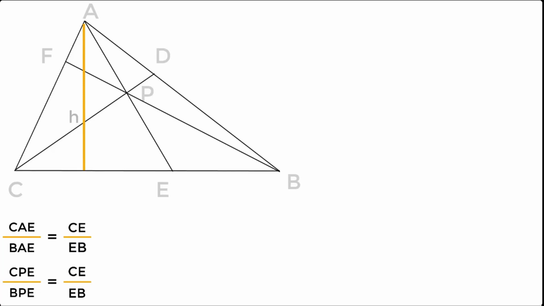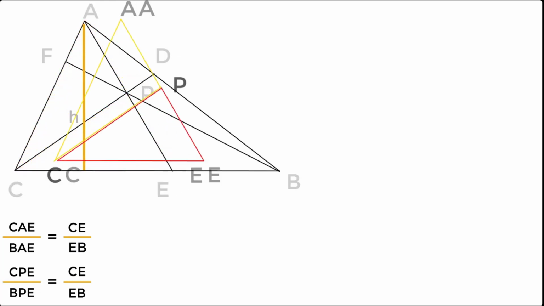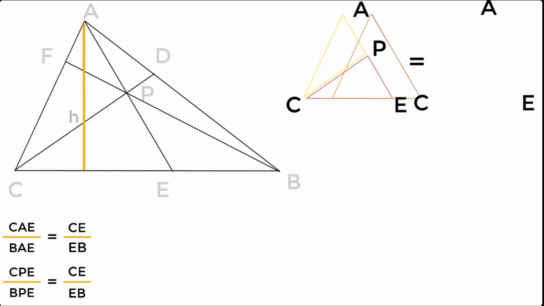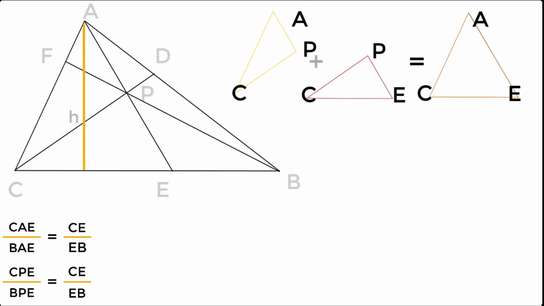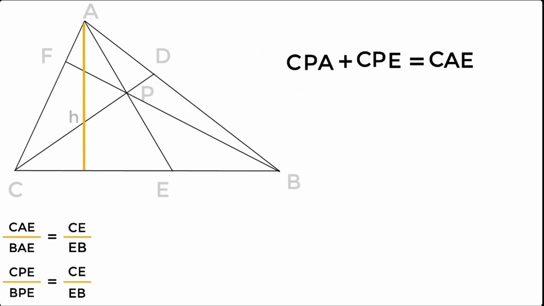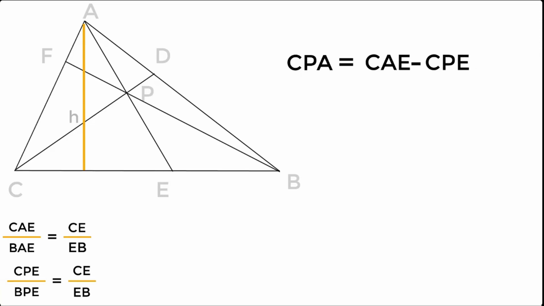We now have two area ratios with two sets of triangles. However, triangle CAE contains two smaller triangles, CPA and CPE. The sum of the two areas of CPA and CPE gives us the area of CAE. So the difference between the areas of CAE and CPE results in the area of CPA.